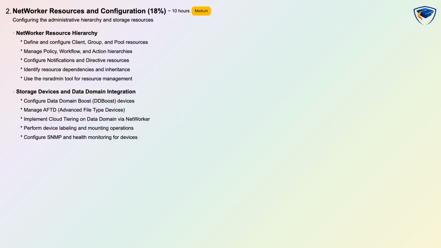Networker Resources and Configuration is 18%, medium difficulty, with roughly 10 hours of hands-on and conceptual study and a hands-on assessment component. You will learn to define and configure the resource hierarchy including client, group, pool, policy, workflow, and action resources and to understand inheritance and dependencies.